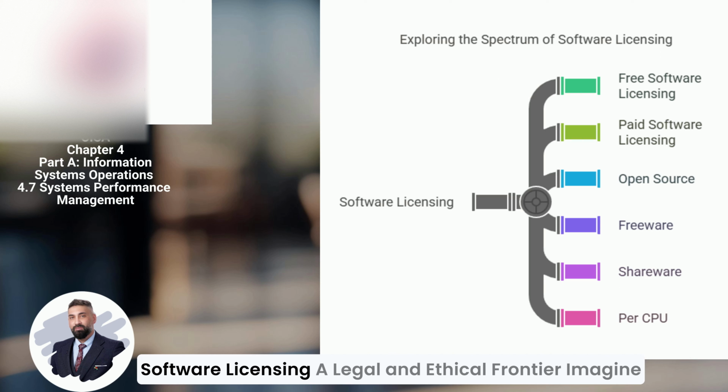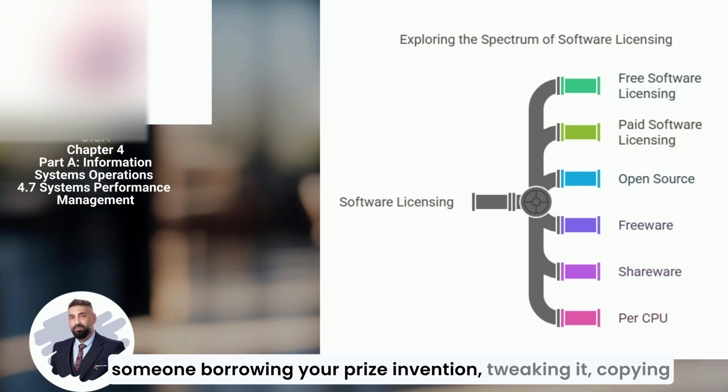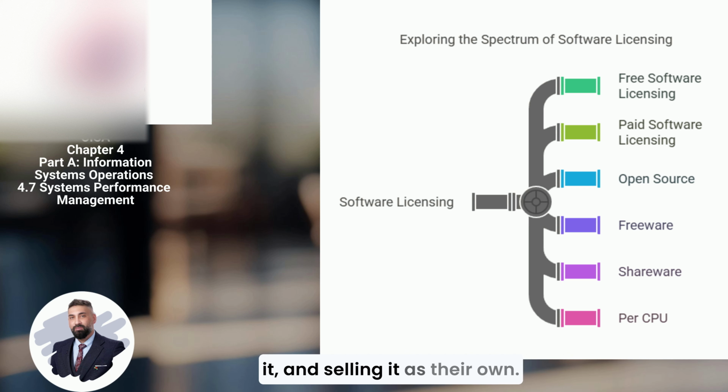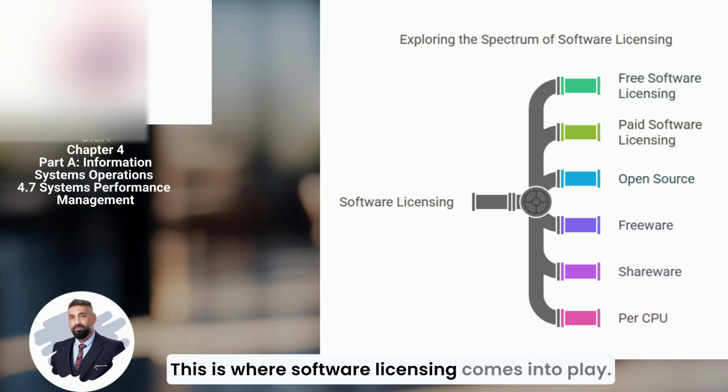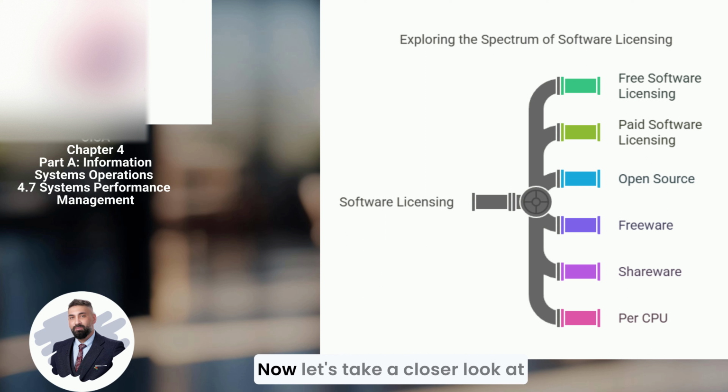6. Software licensing, a legal and ethical frontier. Imagine someone borrowing your prized invention, tweaking it, copying it, and selling it as their own. This is where software licensing comes into play. It establishes the rules about who can use a program, how, and under what conditions. Every piece of software is essentially a contract between the creator, owner, and the user. Now let's take a closer look at the two main types of software licenses, free and paid.